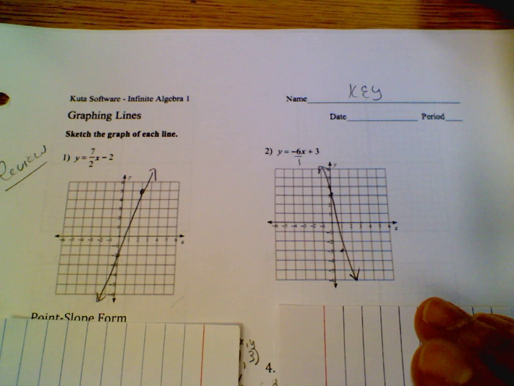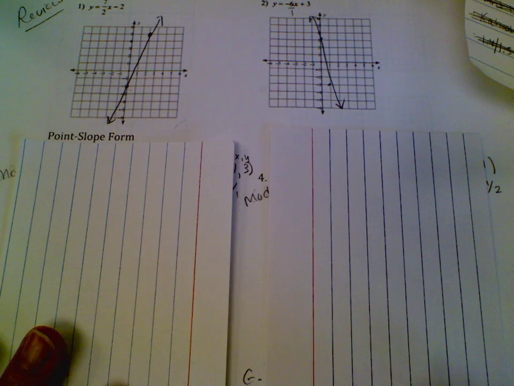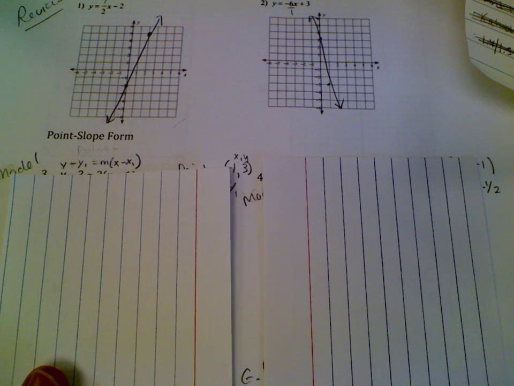Okay, so now getting into new stuff, graphing from point slope form. So just a reminder, point slope form looks like this: y minus y sub 1 equals m, and then in parentheses x minus x sub 1.